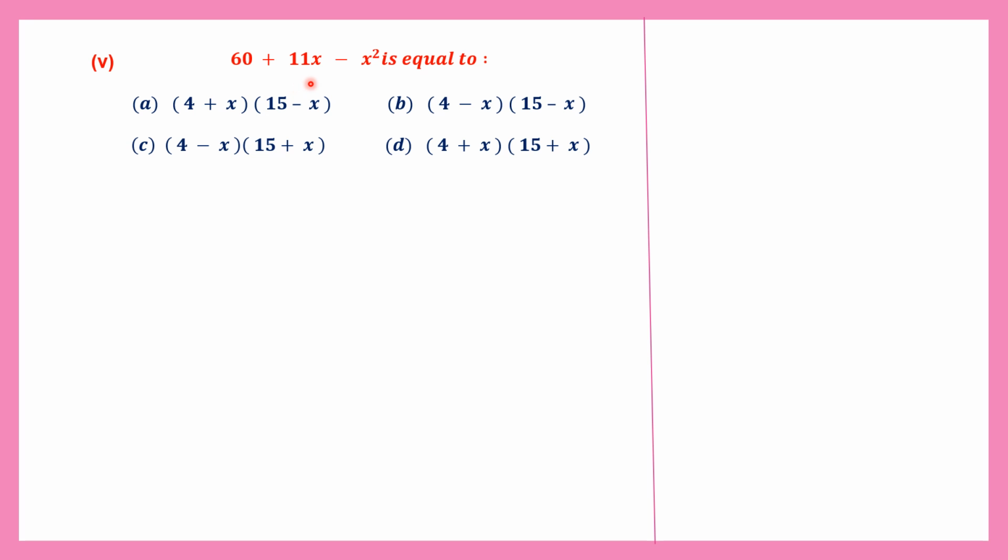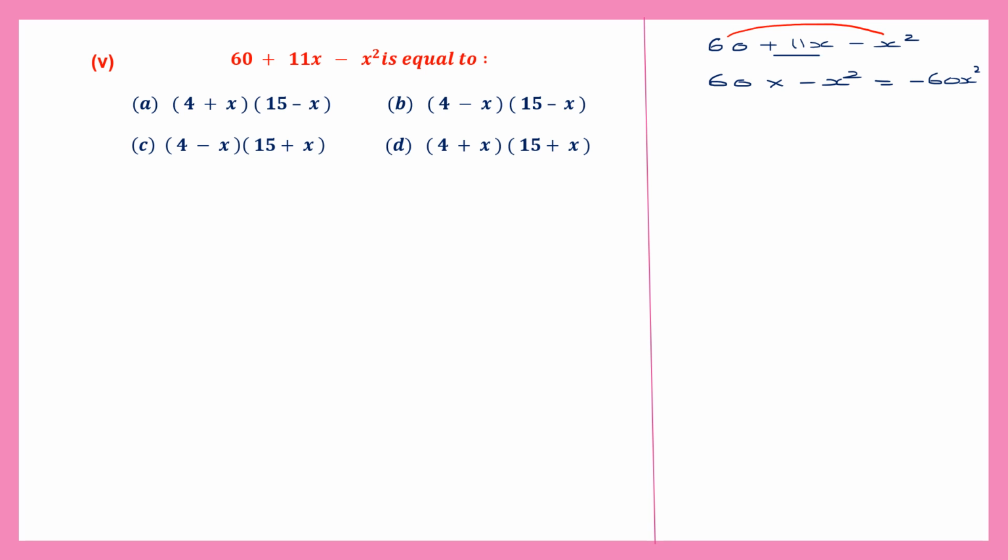Question 5, 60 plus 11x minus x square. So let's write it down. 60 plus 11x minus x square. The order is different, but we can still follow the same rule. So 60 into minus x square. Let's multiply. So 60 into minus x square will give us minus 60x square.